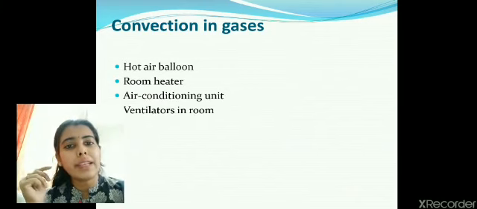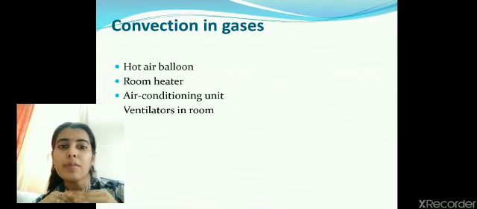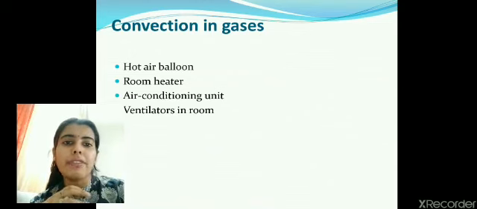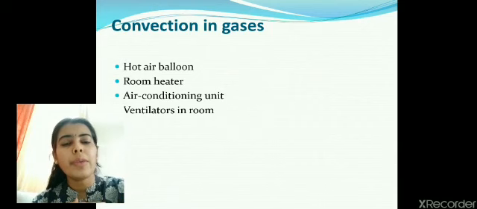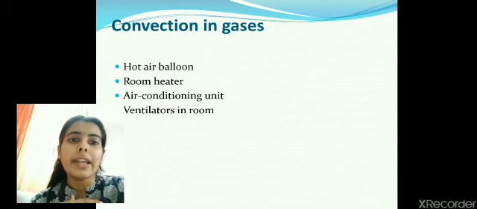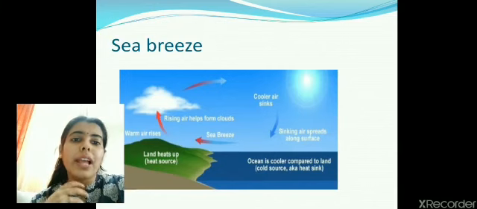Again the same thing, in the room when the air will turn warm, it will move up because warmer air is lighter, it will move up and escape out through the ventilators, and colder air will enter through the doors and windows. So this helps in maintaining the proper air circulation of the room, and it helps in maintaining the temperature of the room.